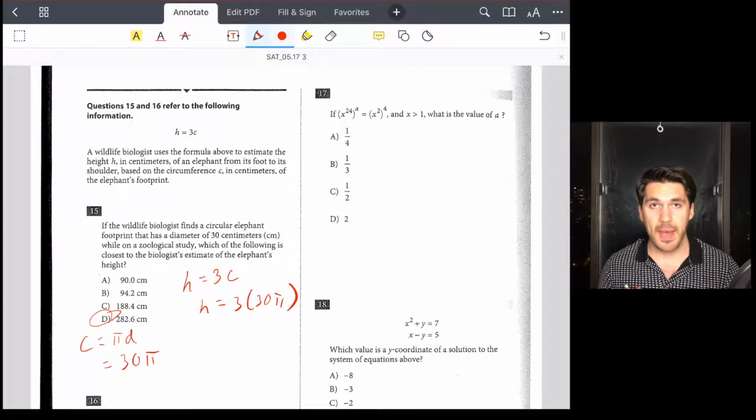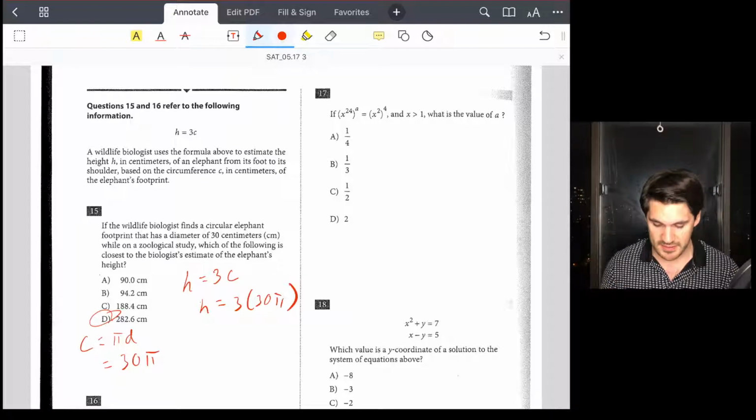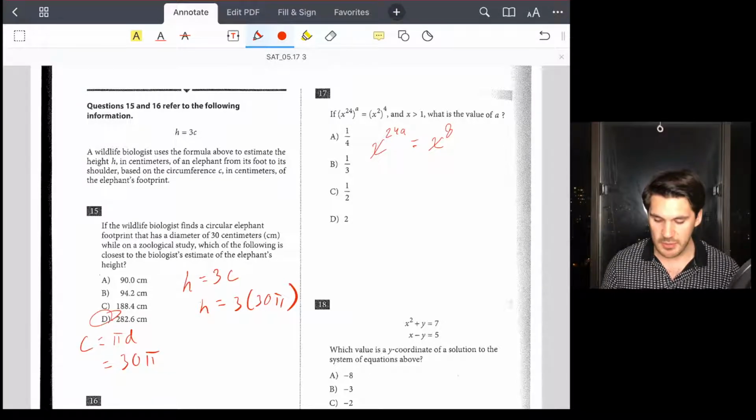17, back to exponents, right? So the way we're going to solve this is, remember, when you raise an exponent to an exponent, keep the base, multiply the exponents. So we can rewrite these as x to the 24a equals x to the 8th power. Since the bases are the same, we can drop the bases. 24a has to equal 8. So a equals 1 over 3, choice B.